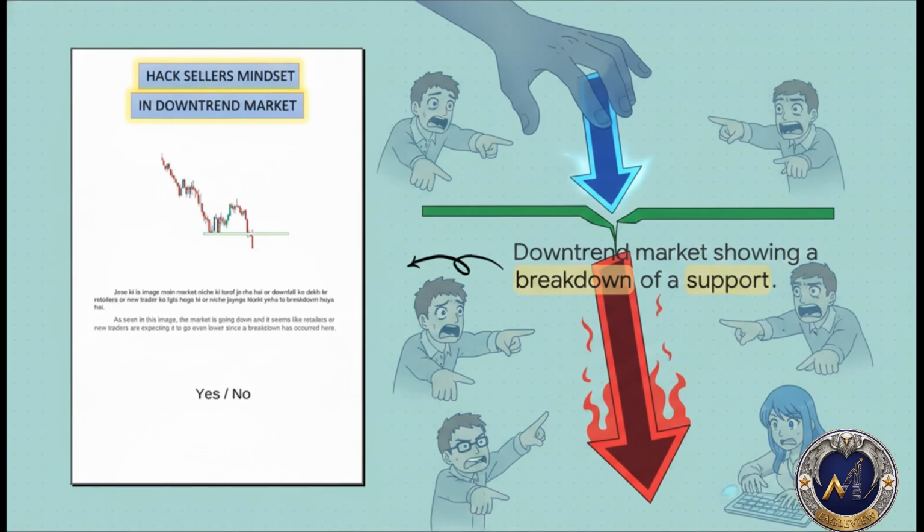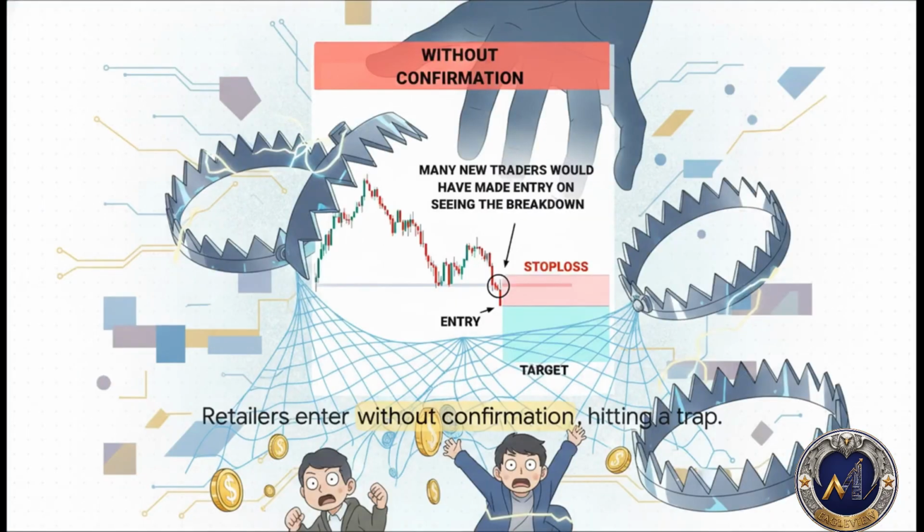Now, what's truly wild is how they use this exact same psychological warfare in a downtrend. The market hits a support line, and then a solid red candle breaks right through it. If you're a retail trader, you see this breakdown and think, perfect, the support is broken, it's going lower, I need to short sell immediately. And bam! Right there is the exact moment the trap snaps shut.